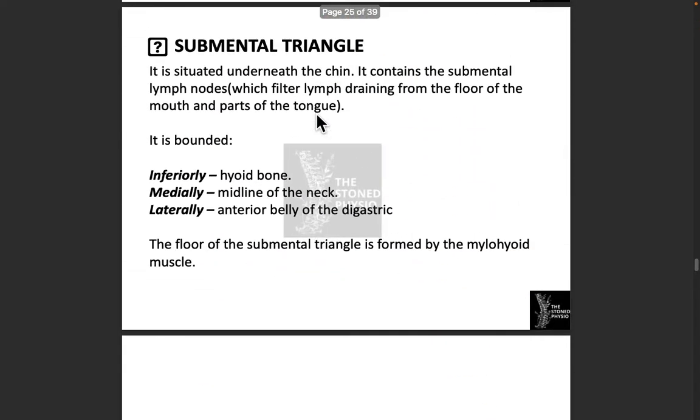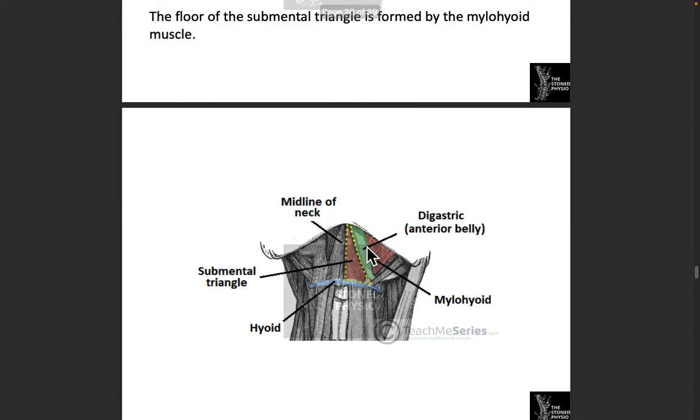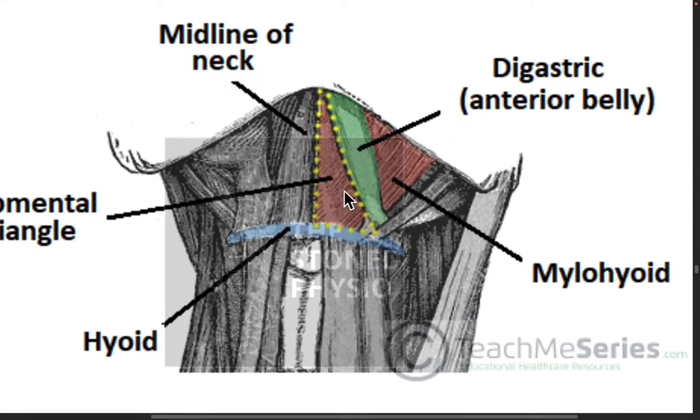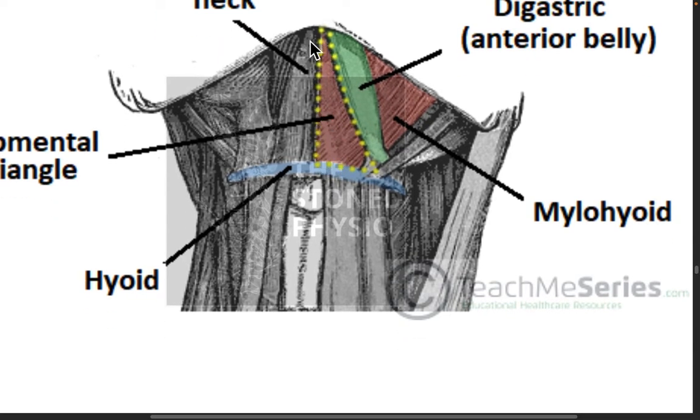Okay, now let's start with the first one, that is the submental triangle. So easily we can say that, this I can ask you as well. If I ask you the medial border of the submental triangle, can anyone tell me what? Sagittal plane. Yeah. Line. It is the midline of the neck, na? Midline of the neck. ठीक है?